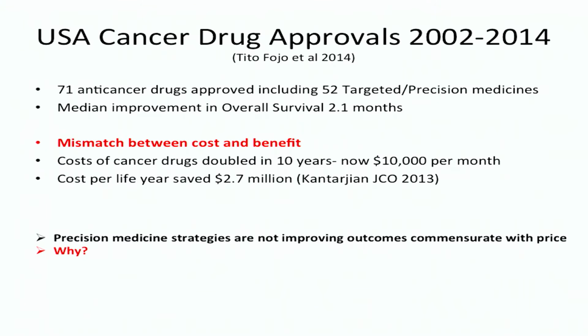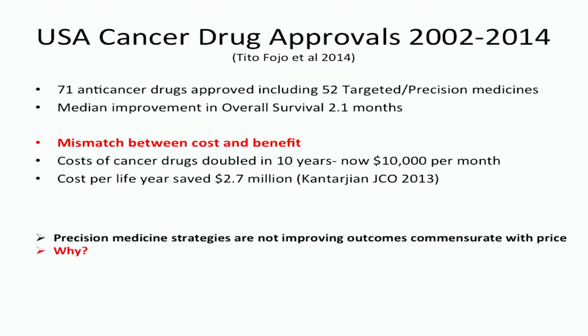So the problem that I face in the clinic treating cancers of the lung, the breast, the ovary, etc., is that the drugs that we use are incredibly expensive. And as I've just said to you, the benefits from treatment are relatively limited. So over the course of the last 12 years, if you look at the cancer drug approvals in the FDA in the United States, 71 anti-cancer drugs were approved. The median overall survival benefit was a paltry 2.1 months.